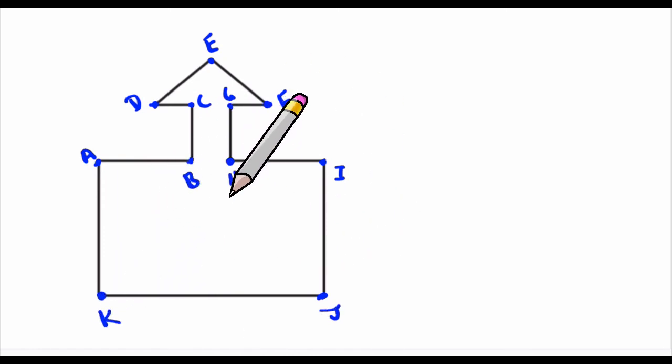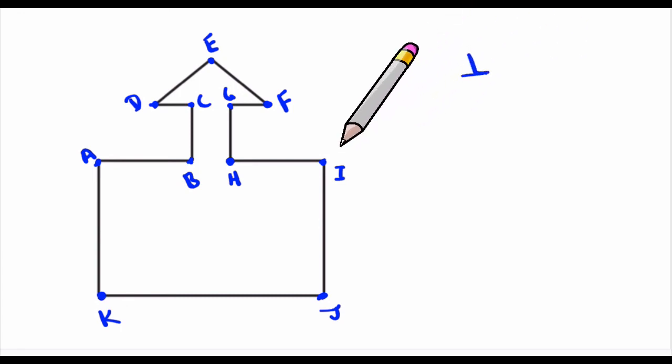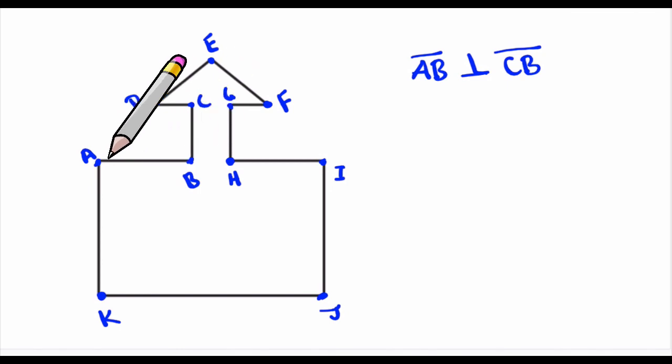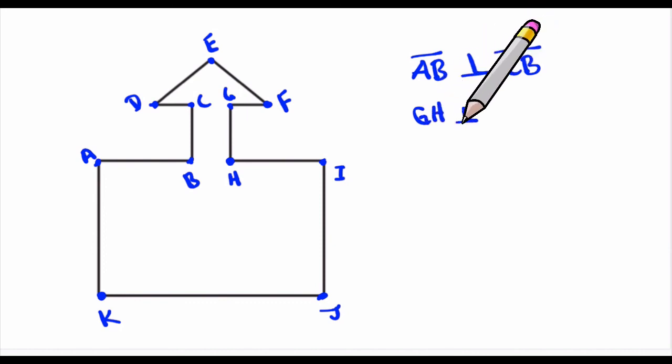Alright, so let's look around here and see if we can find some perpendicular lines. And I'm going to label them using that perpendicular symbol. Okay, so I can start right here with A and B. Right, I have line segment AB is going to be perpendicular to line segment CB, because they meet here at a 90 degree angle. All right, and if these two lines are perpendicular, then these two are going to be perpendicular as well because they're just on the opposite side. So I'm going to say GH and HI are perpendicular.